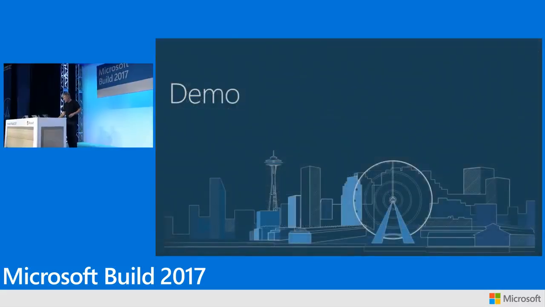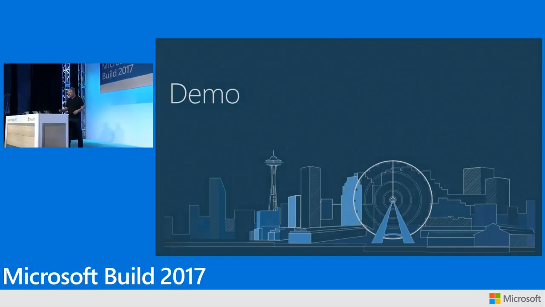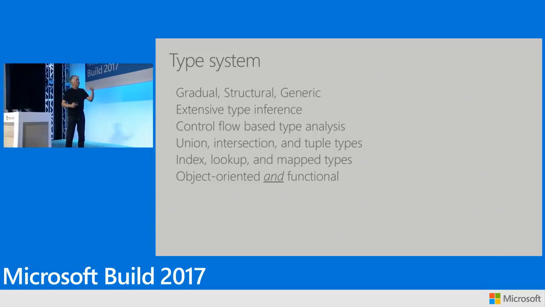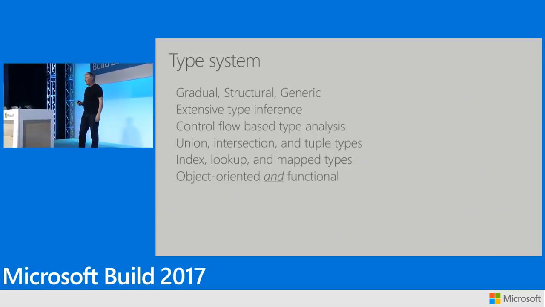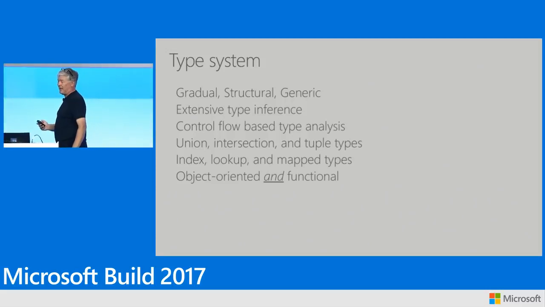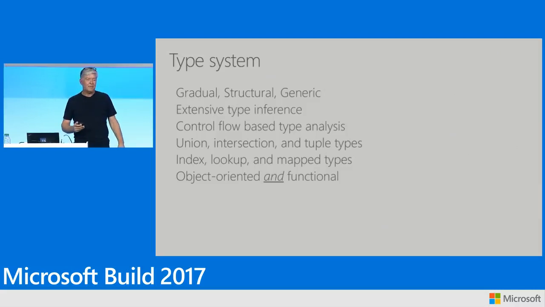All right, let me go back and quickly hop through the last few slides. Type system, my point really is at the bottom. You can look at the slides afterwards, but this type system is both object-oriented and functional, and generic, and gradual, and structural, and it's a very interesting type system. It does a lot of stuff that I haven't seen any type systems do before. It's a lot of fun to work on.